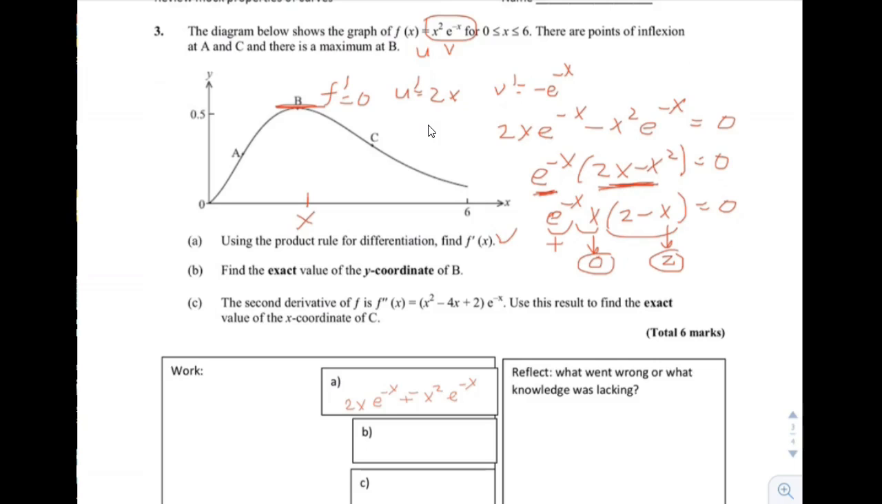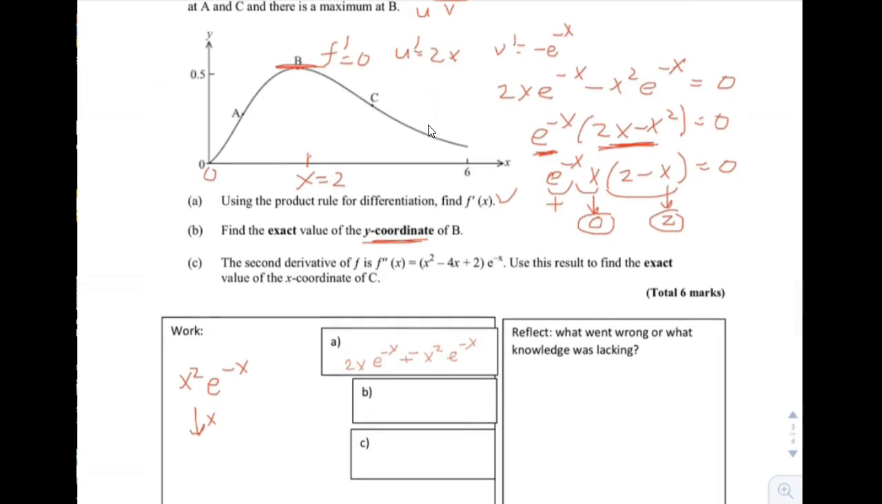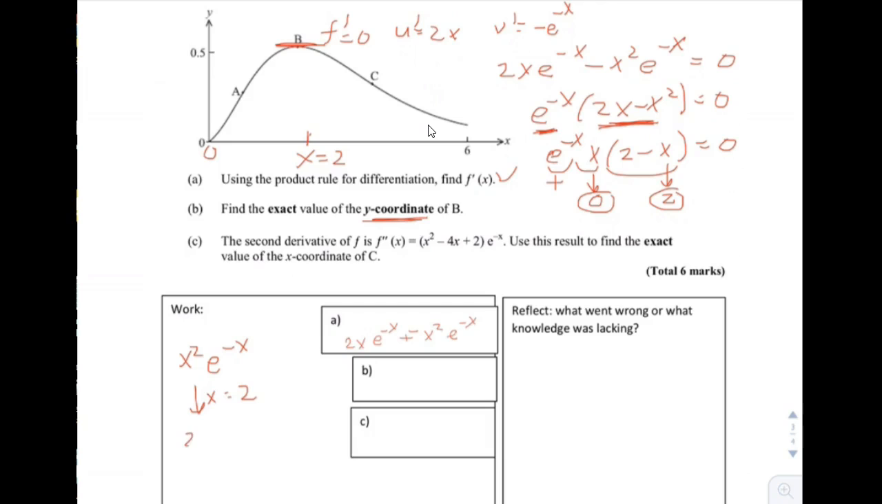And so obviously 0 is this one here, okay? And then this must be 2. This point here must be x equals 2. Okay. So if this is x equals 2, what is the y-coordinate of B? Well, then we just take the original function, which is x squared e to the minus x, and we can substitute in x equals 2. What does it give us? 2 squared e to the minus 2, which is 4 over e squared. Okay, and they say exact value, so they don't want us to put that in the calculator or anything. 4 over e squared is the answer they're looking for.